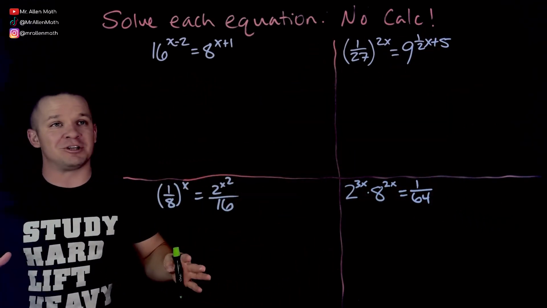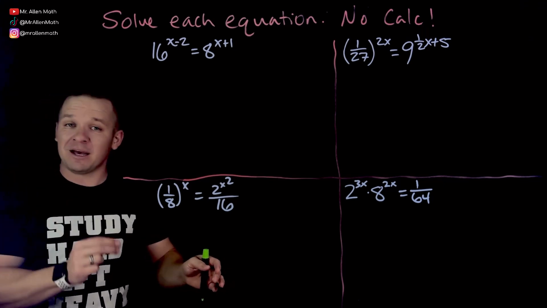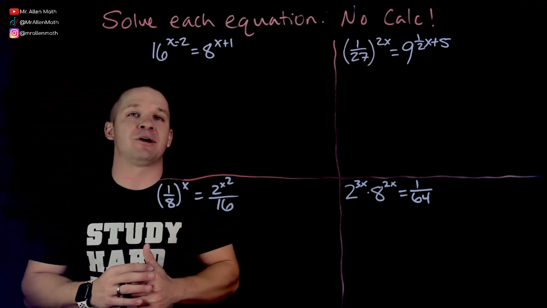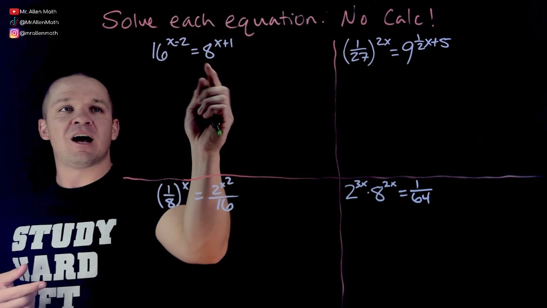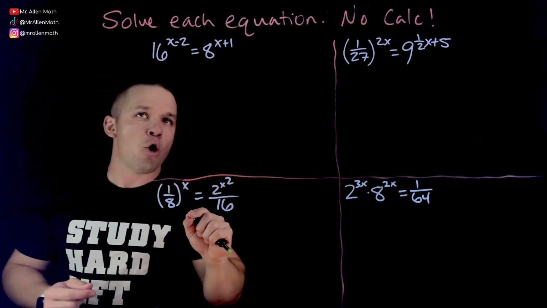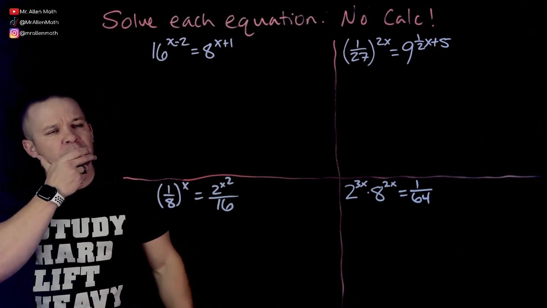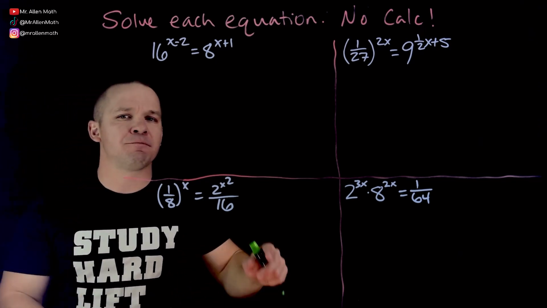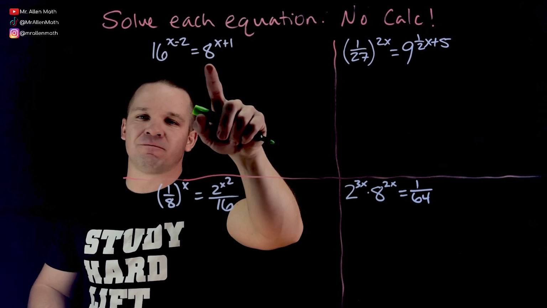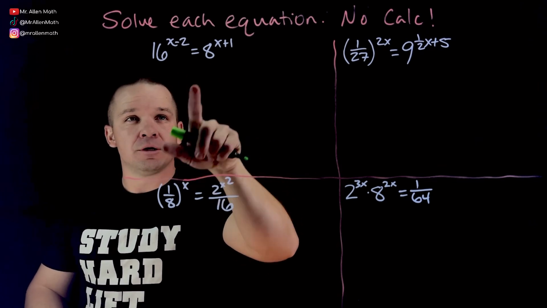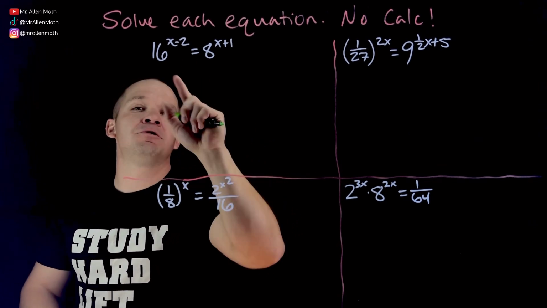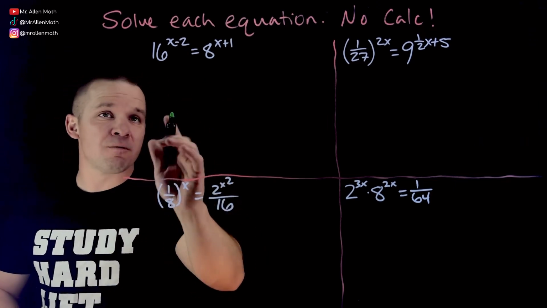So what's my strategy? Generally speaking, I'm going to try to get like bases and use my one-to-one property of exponents. So first one here, I've got 16, I've got 8. What can they both be written as with the same base? Well, 4 squared is 16, but I don't have anything for 4 with 8. What about 2? 2 to the third works for 8. 2 to the fourth works for 16. So let's rewrite that right now.